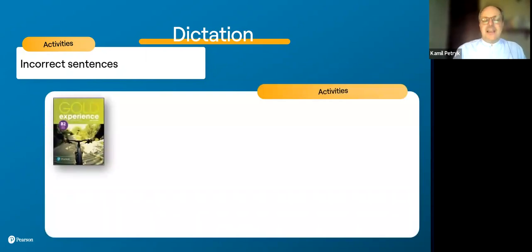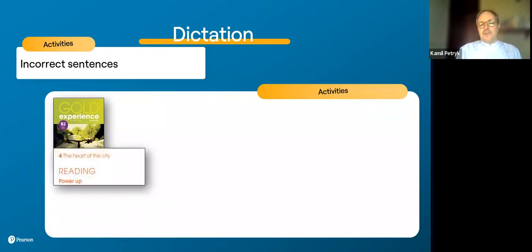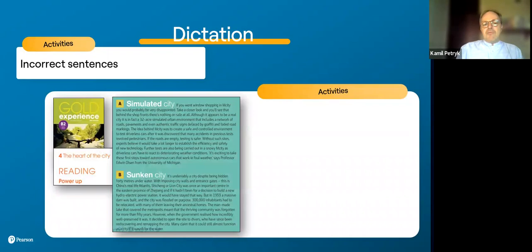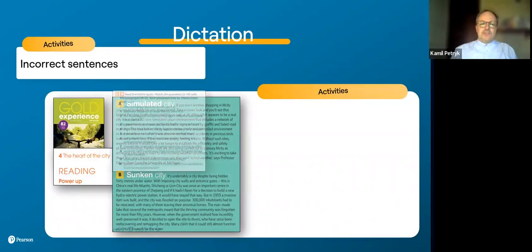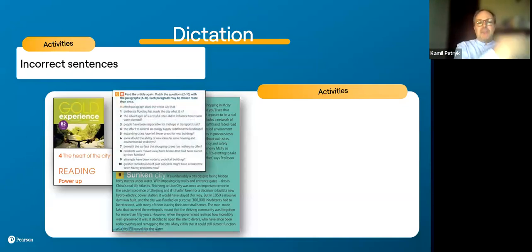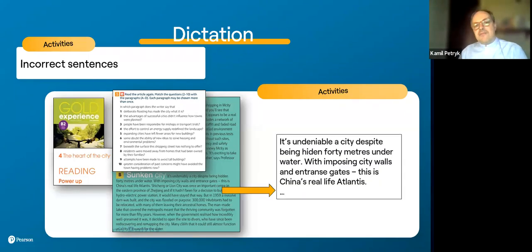reading practice activity or reading comprehension activity like this one from Gold Experience B2, Unit 4. There's reading based on individual paragraphs. There's an activity in which paragraphs must be matched to some points. It's a kind of a classic activity. After you have done that, why not use one of the paragraphs, for example, and take it and rewrite it?